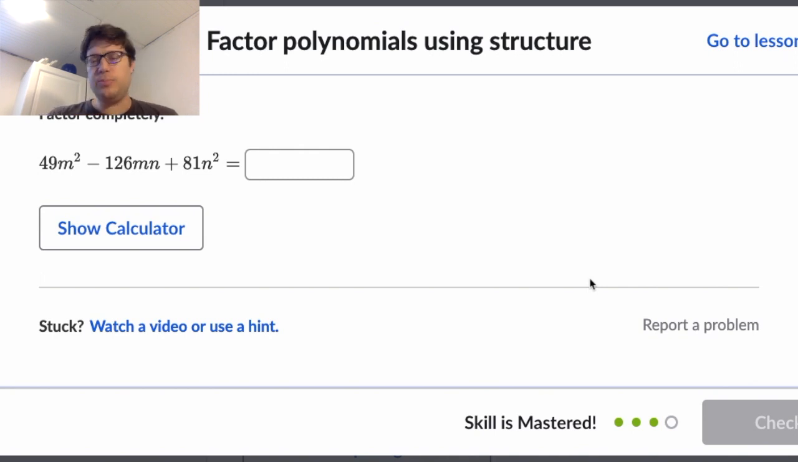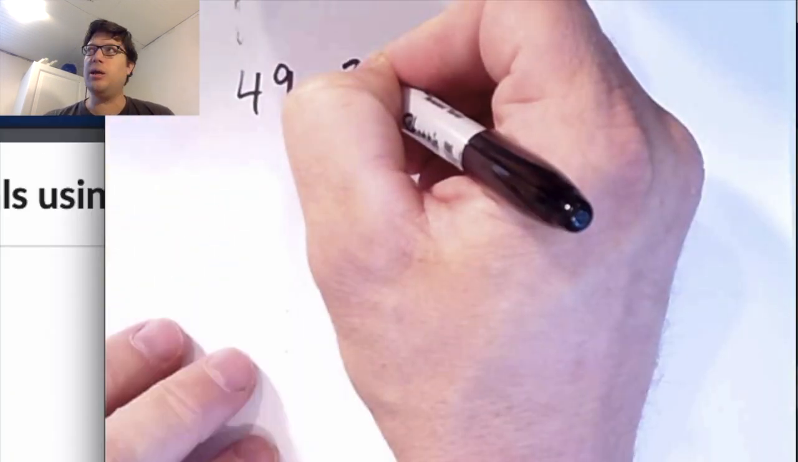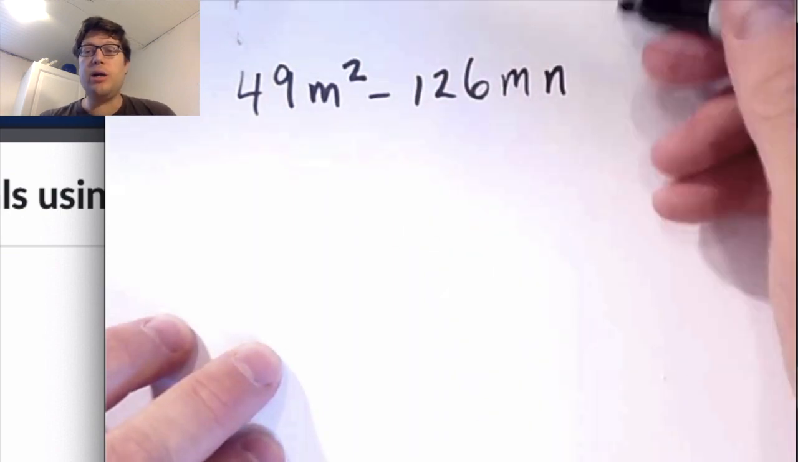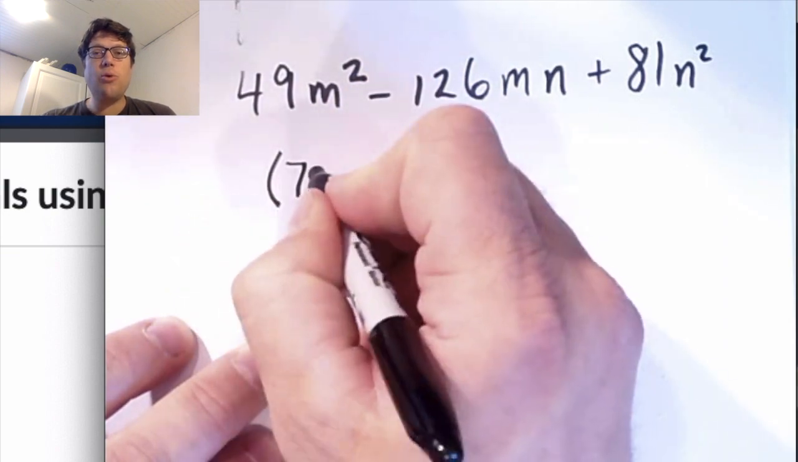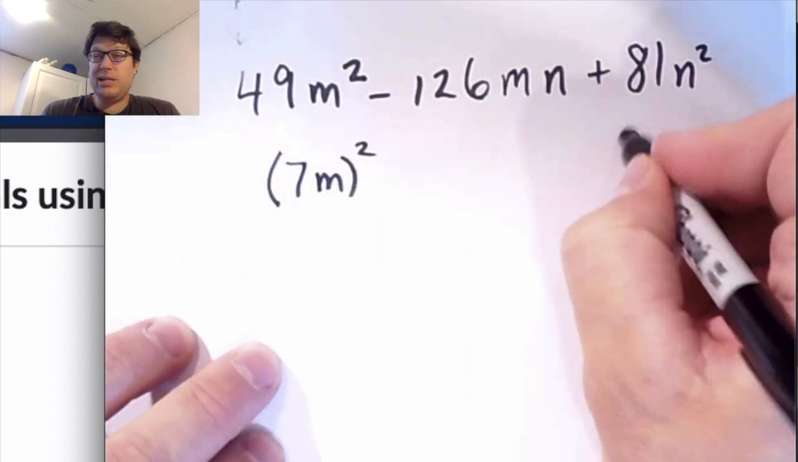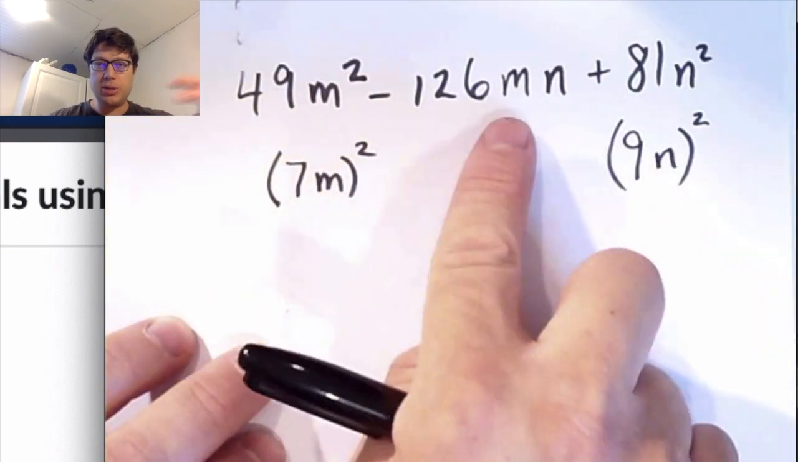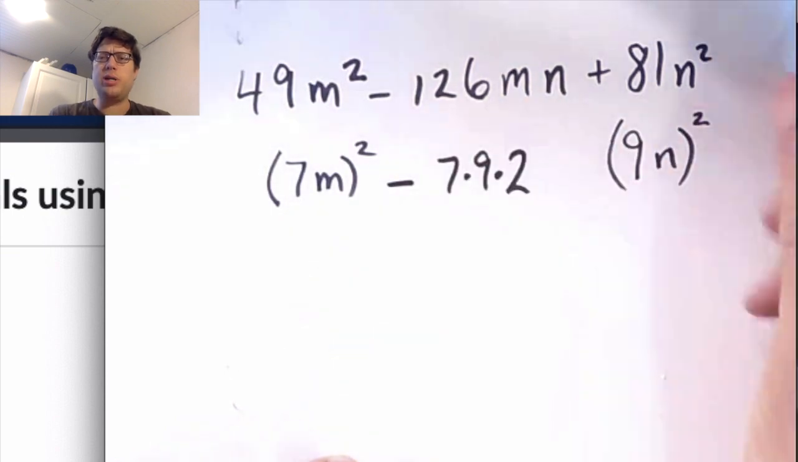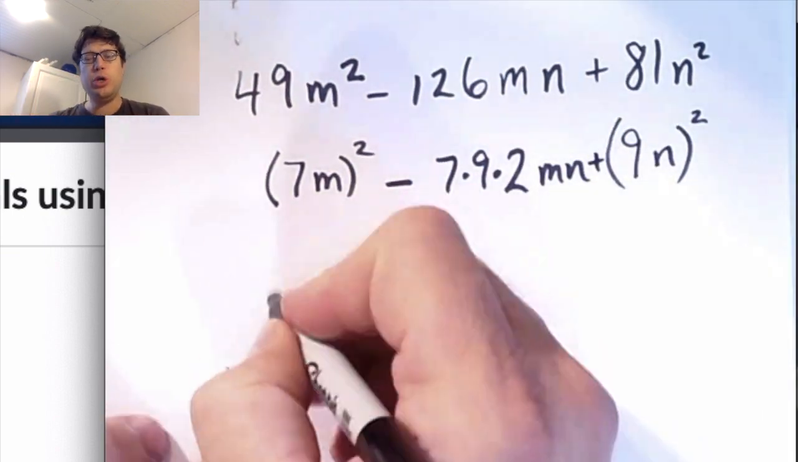My next question popping up here: 49m squared minus 126mn, and then plus 81n squared. We'll take a look. So the key thing here is that we're looking for, one, can we rewrite the whole structure of 49m squared as something squared? And then 81n squared as well. I also looked at the 126 and thought that's a clever combination of 7 and 9 and 2.